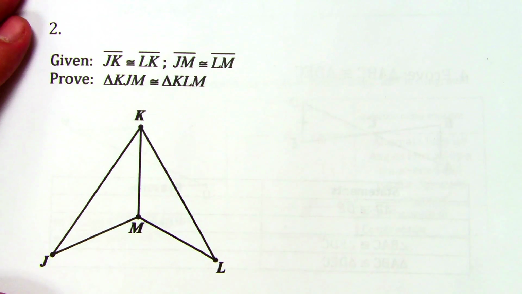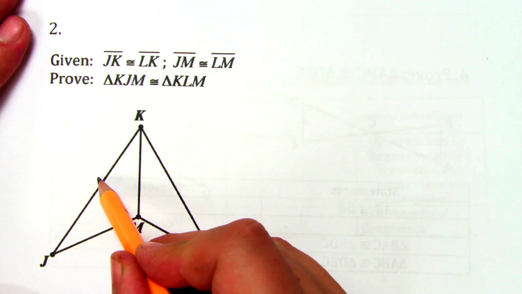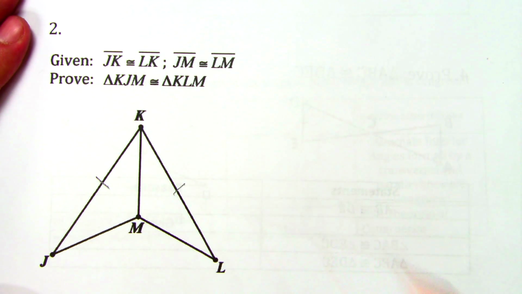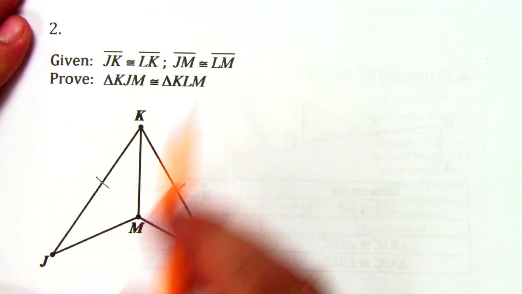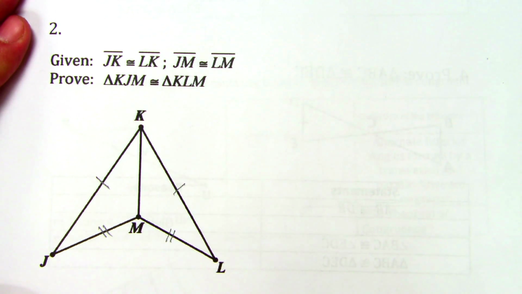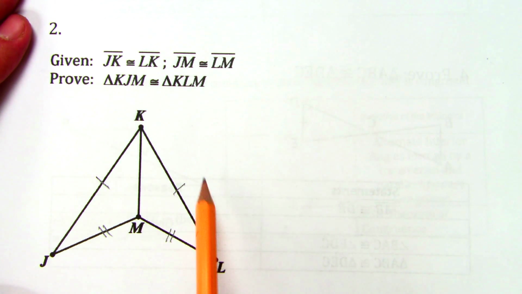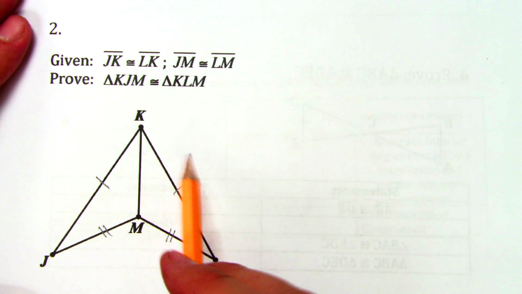Okay, again, let's mark what we know. JK is congruent to LK. That's one of our givens, so those two are congruent. JM is congruent to LM, so those two are congruent. And what else do I have? I need one more thing to show that the two triangles are congruent.